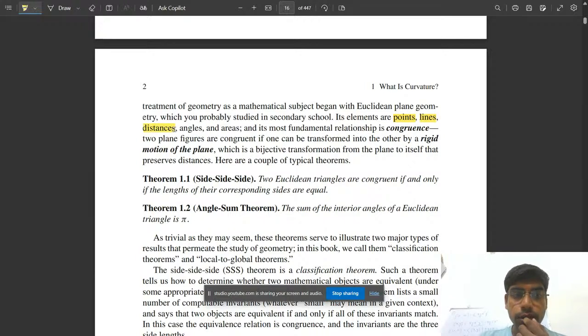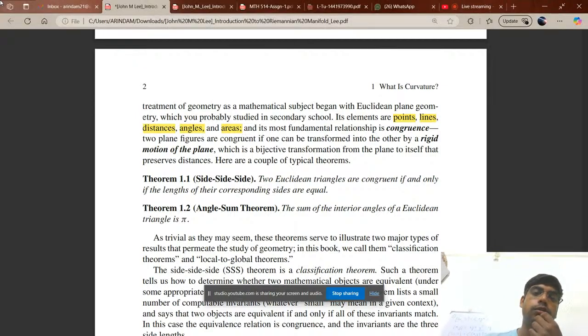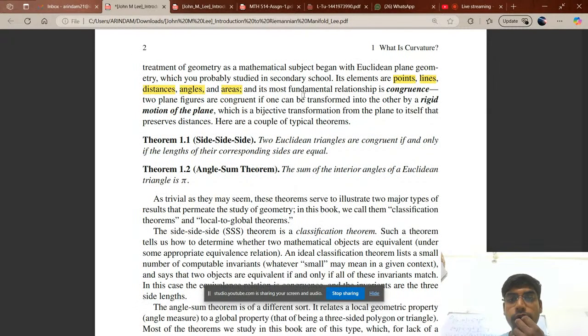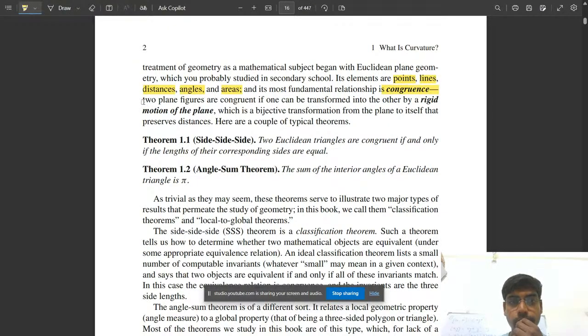We did those things in our schools, right? So basically all the topics were based on Euclidean geometry. Its most fundamental relationship is congruence. Two plane figures are congruent if one can be transformed into the other by a rigid motion of the plane, which is a bijective transformation from the plane to itself that preserves distances.